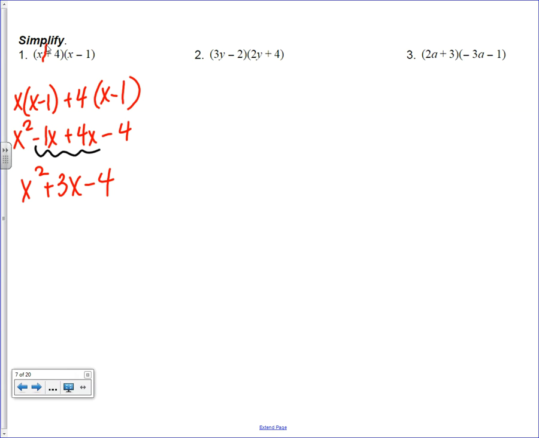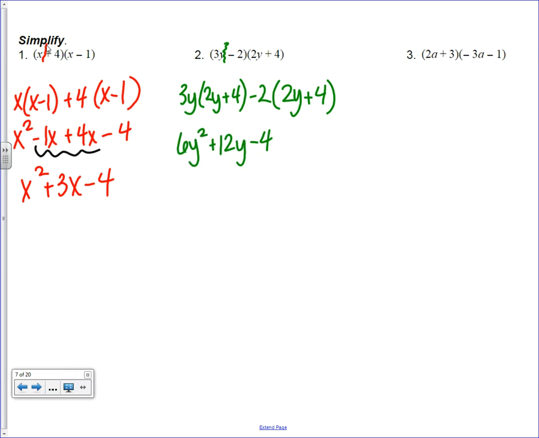Okay, so that's it, folks. That's what we're going to be doing for the rest of these problems here. Split the first one in half. I have 3y times 2y plus 4, and I have minus 2 times 2y plus 4. Repeated distributing. So this will give me 6y squared plus 12y minus 4y minus 8. Two middle terms go together, and I get 6y squared, let's see here, my plus 8y and then minus 8.